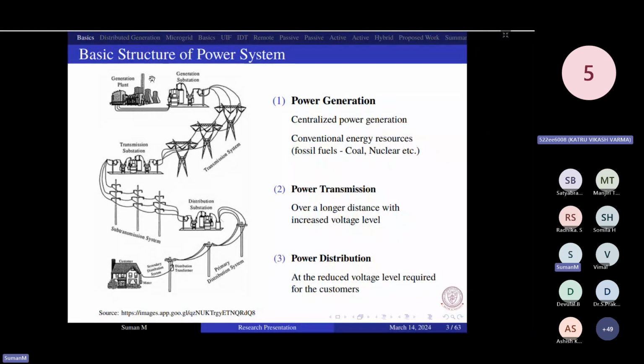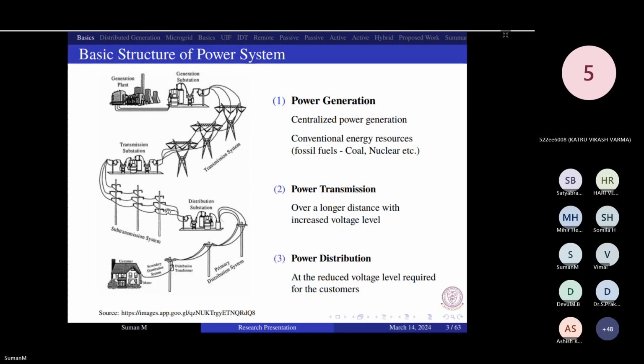The second problem with the transmission system is that since we are transmitting over a longer distance, even though we are stepping up the voltage, we still have significant power losses. As per Power Grid Corporation of India, in the year 2021, we still had a power loss of 21 percent within India itself. That 21 percent is only because of the transmission losses.